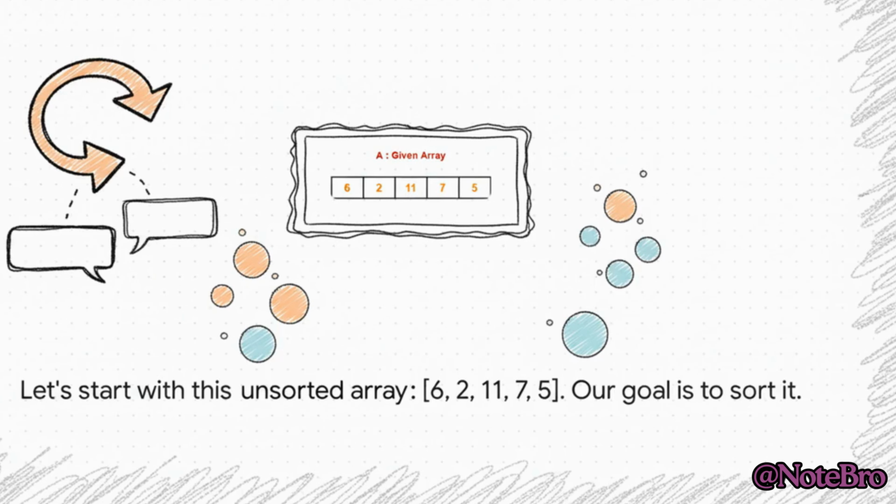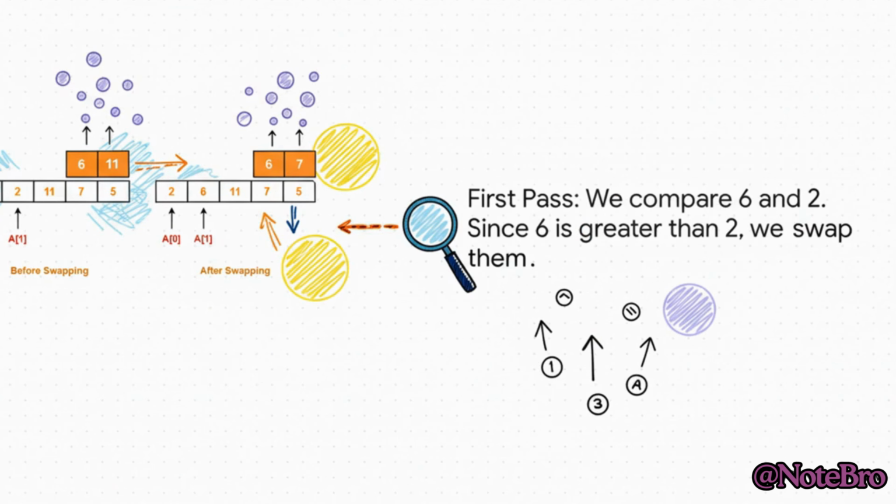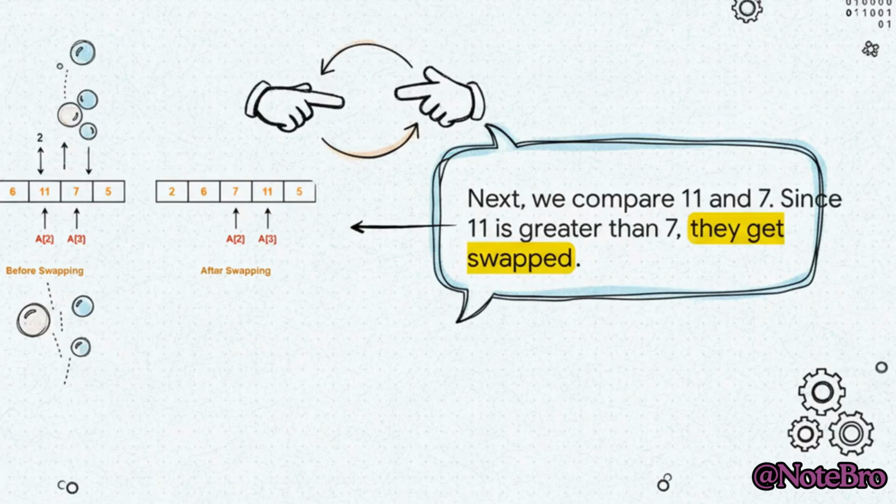All right, here's our starting lineup, a messy little list of 5 numbers. Our goal, our mission, is to get these guys sorted from smallest to largest using only the rules of bubble sort. Okay, first pass, step 1. The algorithm looks at the very first pair, 6 and 2. Is 6 bigger than 2? Yep, so they're in the wrong order. What do we do? We swap them. Boom, the list is now 2, 6, 11, 7, 5. See? Simple as that.